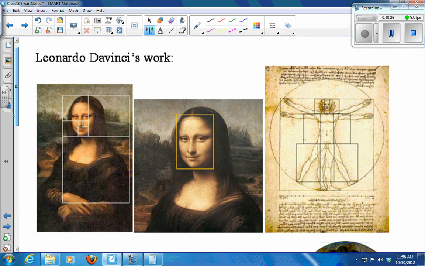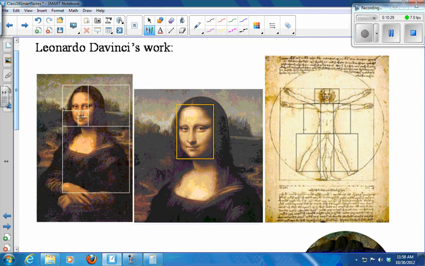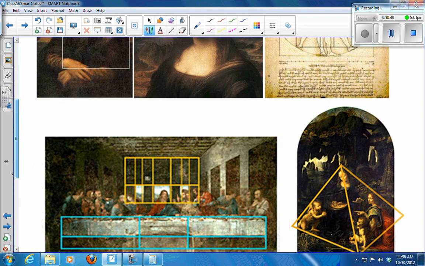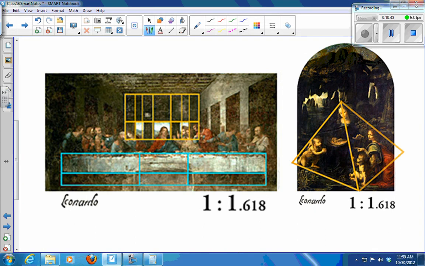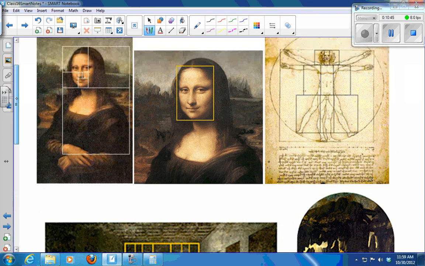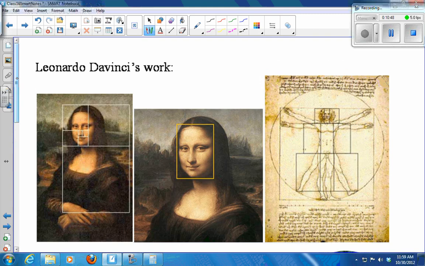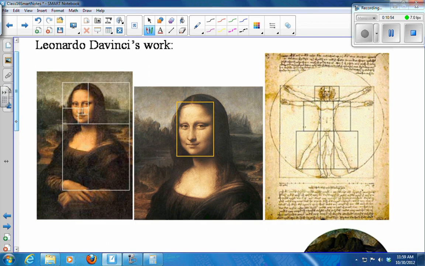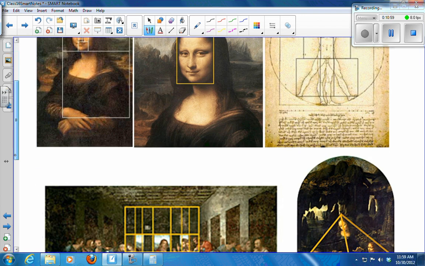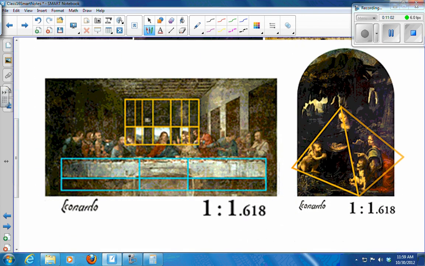Another artist that seems to have used it on purpose is Leonardo da Vinci, and you can see golden rectangles superimposed over lots of his work. I think Leonardo da Vinci was also a bit of an amateur mathematician, and I believe he wrote about using the ratio. Particularly in this piece, the Vitruvian Man, all these rectangles are golden rectangles. All the rectangles you see in here are marked as golden rectangles.